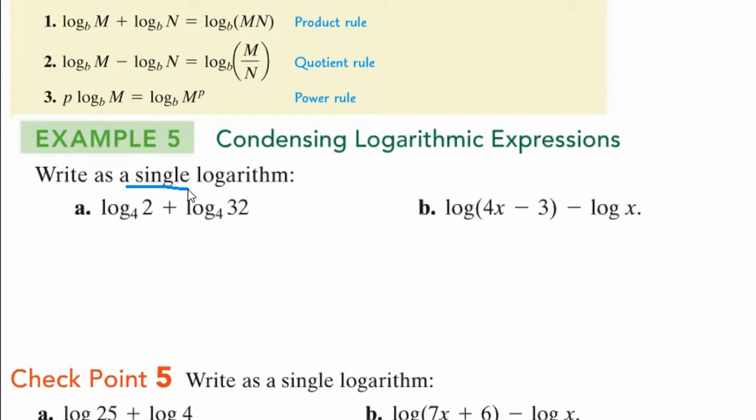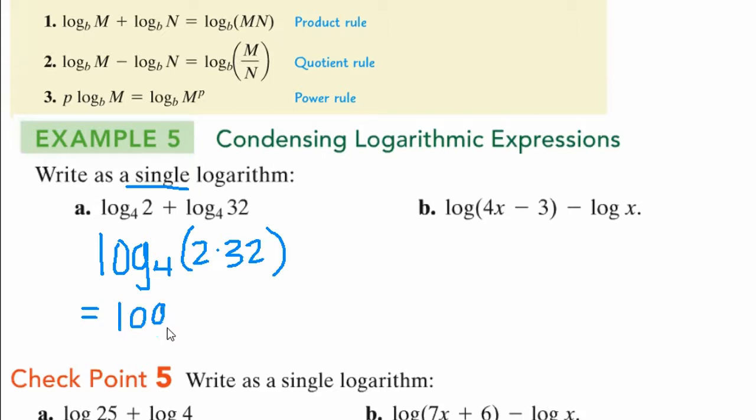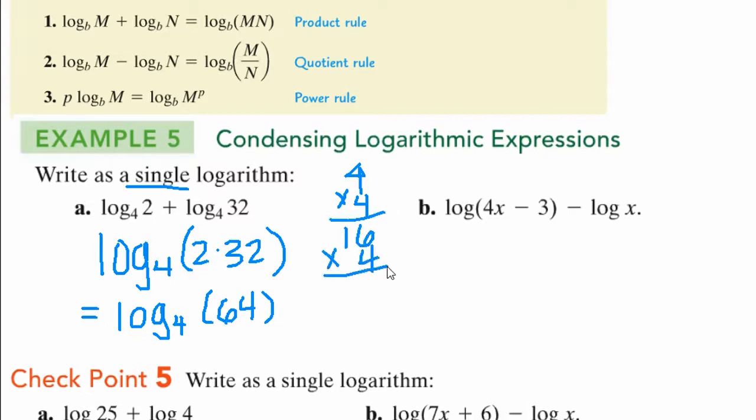But right here, we have 2 of base 4. So I'm going to combine, since it's addition, I'm going to multiply them on the inside. And then 2 times 32 is 64. But 64, let's see, 4 times 4 is 16. 16 times 4 is 64. So 64 is really 4 cubed. So this is really log base 4 of 4 cubed. So those cancel, and I'm left with 3.